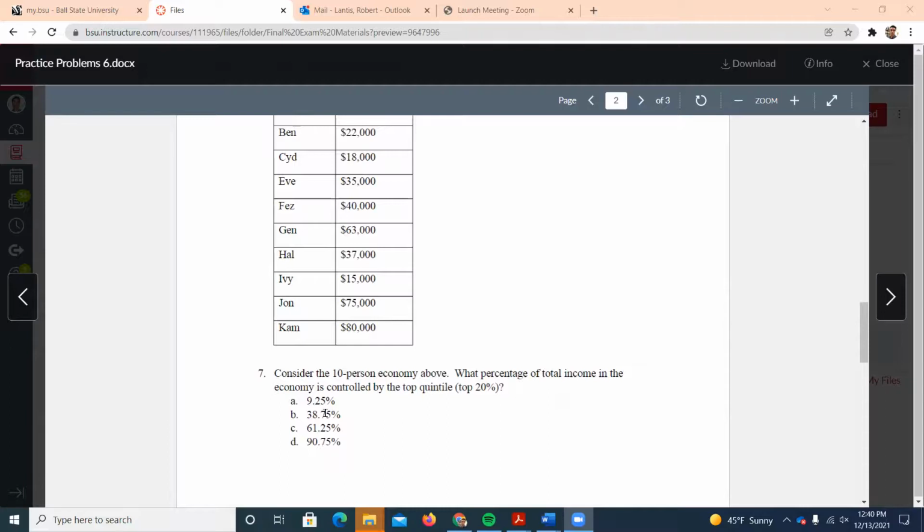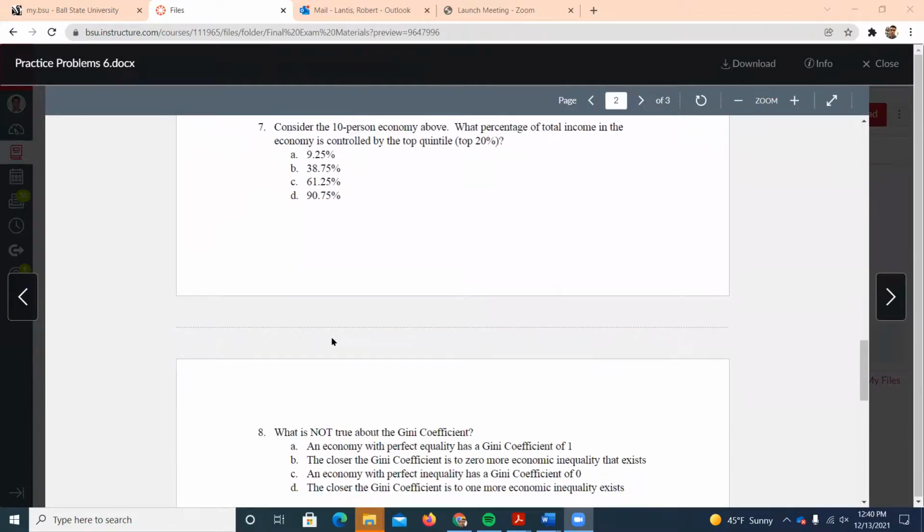Okay. Maybe what I'd ask you to do instead is the bottom 20%. Then you would just take the people with the 2 lowest incomes and figure out what percent of the total income they're making. And remember, the reason why we did this was because if we did this for every quintile, we could then plot these points and get our Lorenz curve.